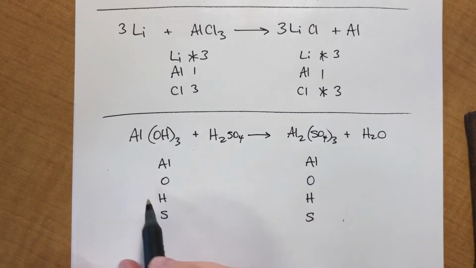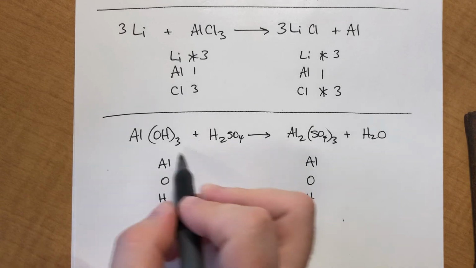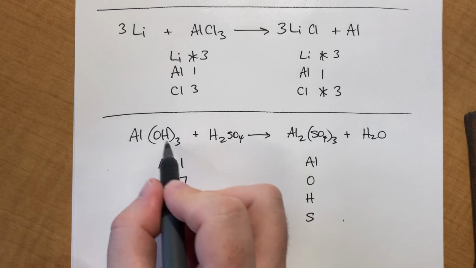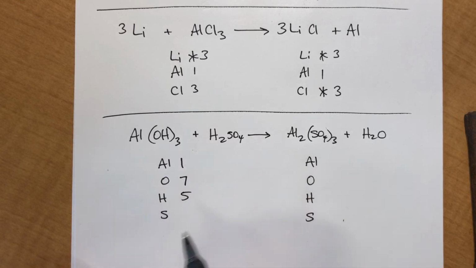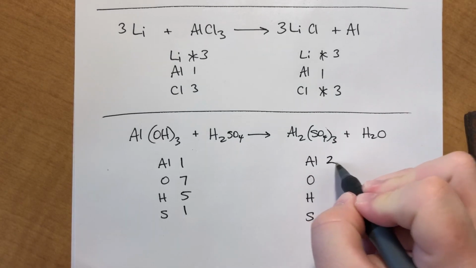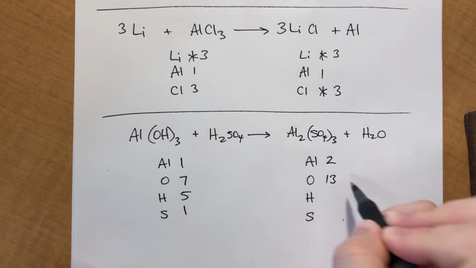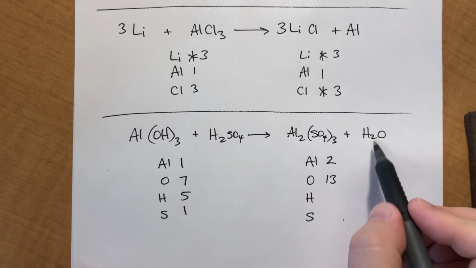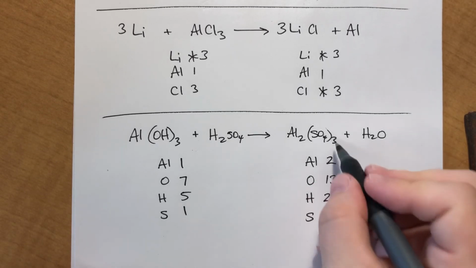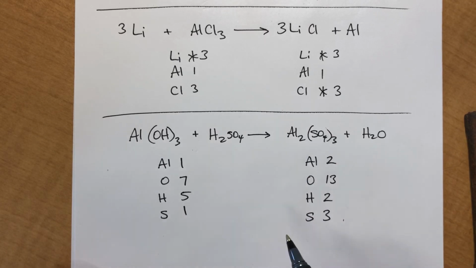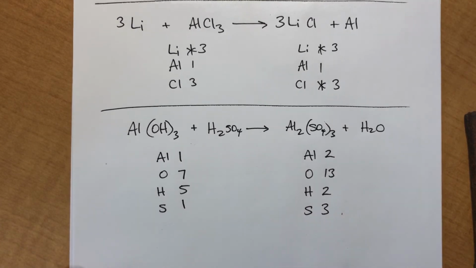So on this side, we have 1 aluminum, we have 3 oxygens here, and 4 oxygens here is 7. We have 3 hydrogens here and 2 here is 5, and 1 sulfur. On this side, we have 2 aluminums. Oxygens, 3 times 4 is 12, plus another one is 13. Hydrogens, we have 2, and sulfurs, we have 3. Since there are lots of hydrogens and oxygens everywhere in this, I'm actually going to ignore those until the end. I'm going to do the aluminums and the sulfurs first.